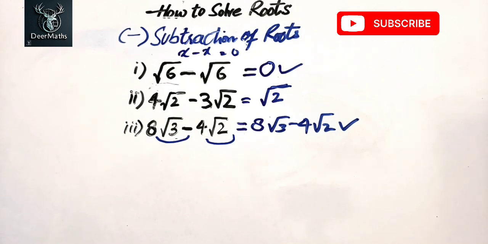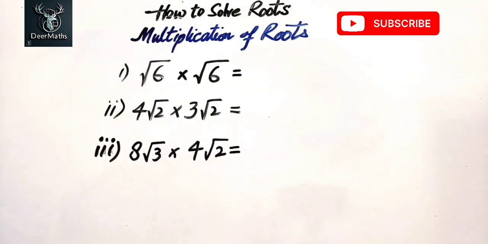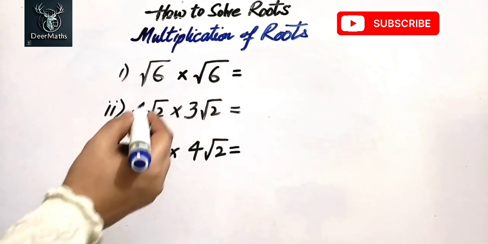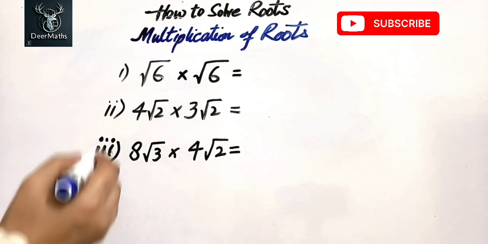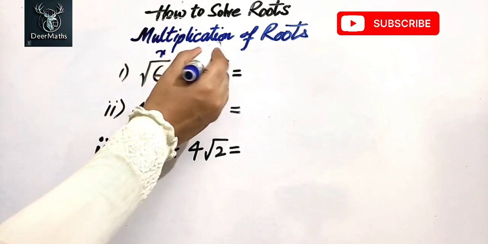Now the multiplication of roots. How can we solve the multiplication of roots? I am not changing the question because you have the concept. So multiplication of roots is possible. How can we solve it? So simple, under root 6 multiplied by under root 6. Just like variable x multiplied by y, the answer is xy.